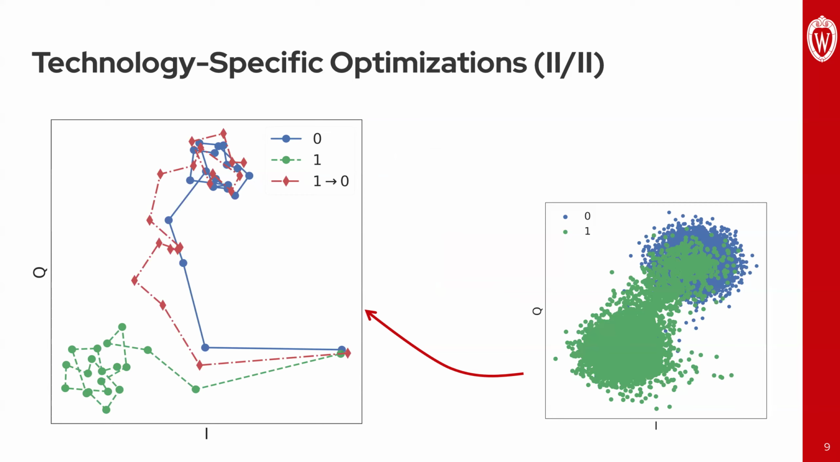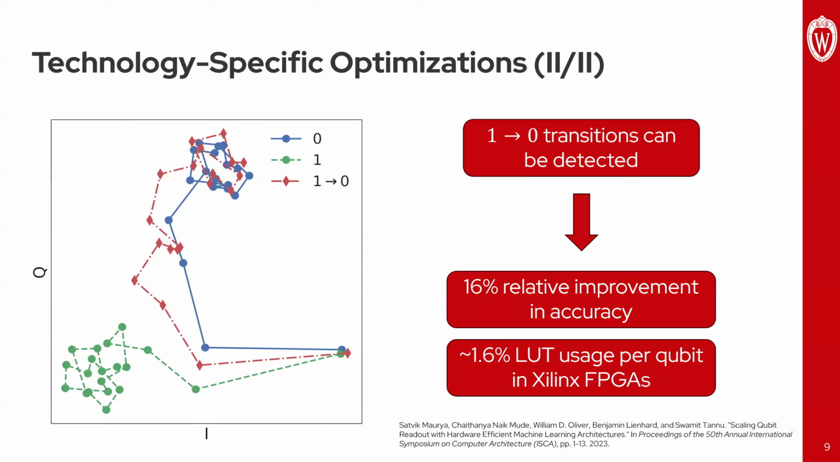And so here I've got the red trace that you see, which is basically showing that transition when a qubit goes from state one to state zero. This insight actually allowed us to create a better classifier, which used a very small neural network. And by using the small neural network and a pattern matching algorithm to detect these one to zero transitions, we could improve the accuracy significantly while using very minimal FPGA resources. So this made our classifier very scalable and also very accurate.